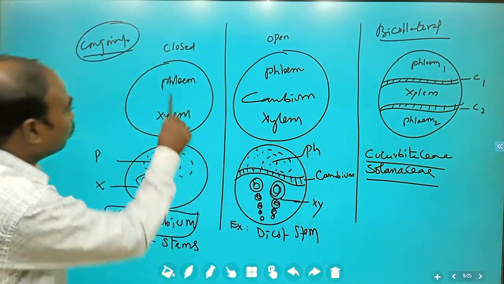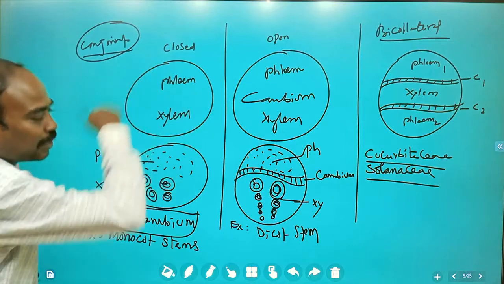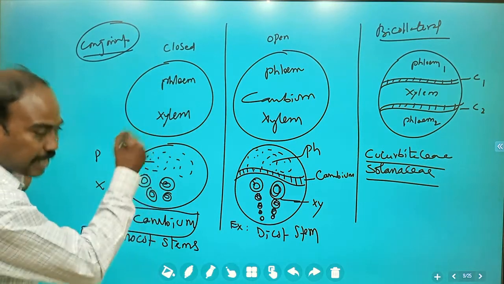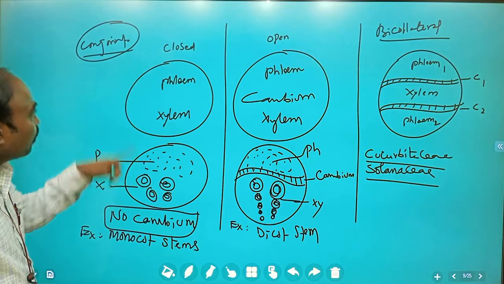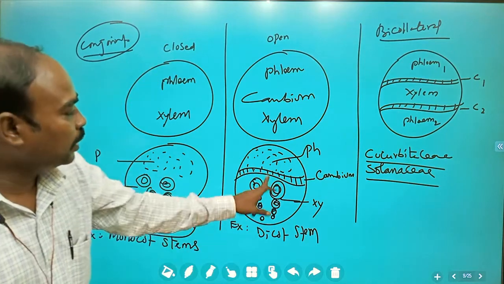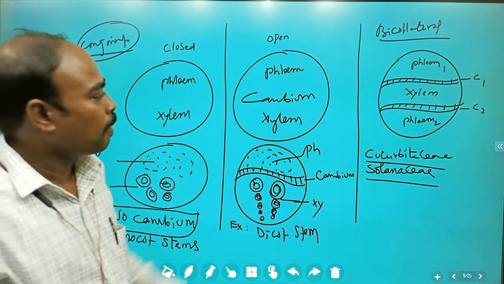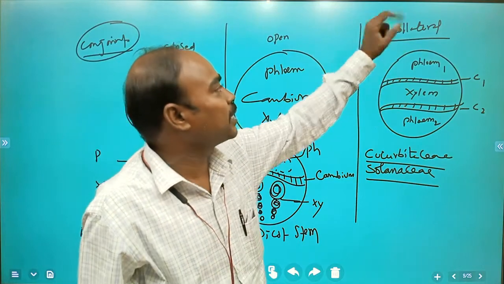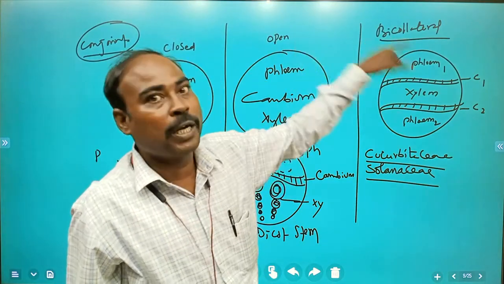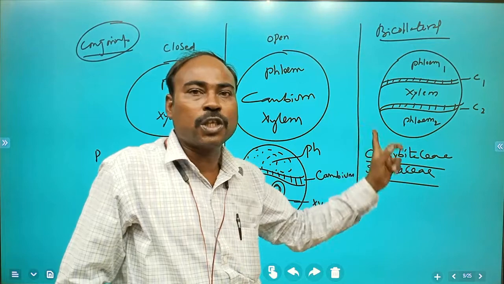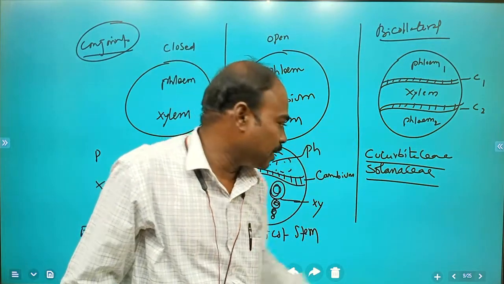Conjoint means both phloem and xylem are found in one radius, the same bundle. Without cambium, it is said to be closed. With cambium, it is said to be open. With two cambia, two phloems, it is said to be conjoint bicollateral open bundles.